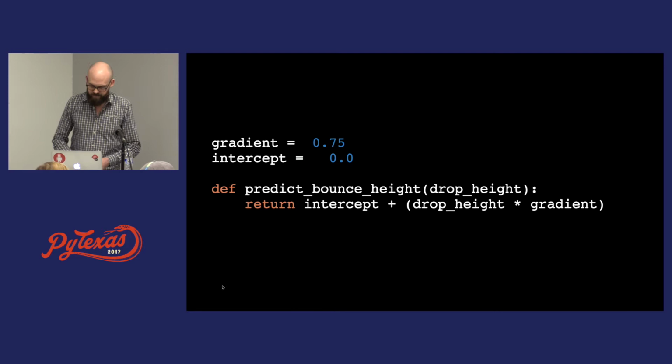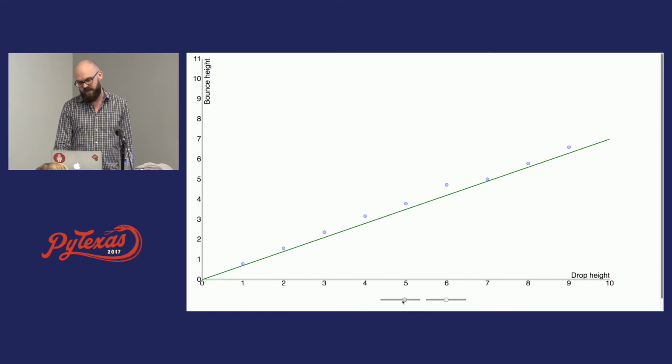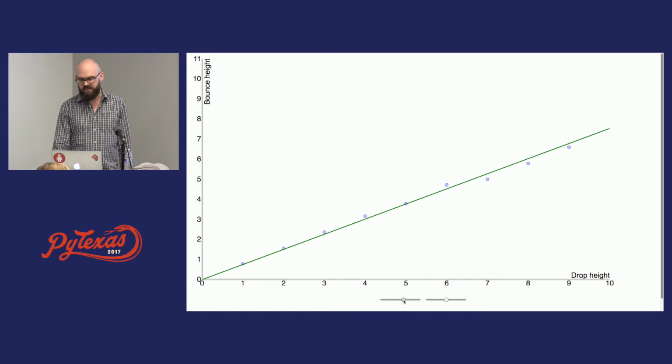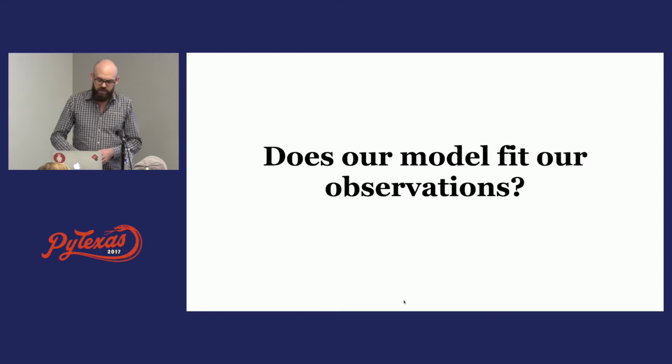But there's a couple of questions we should ask about a generalizing system. The first one is, how well does it fit the observations that we've already made? I just moved this line around. I just did it by eye, and I was like, well, it's about here. But is this better, or is that better? It's sort of hard to tell. So does our model fit with our observations? Well, we can measure that too.